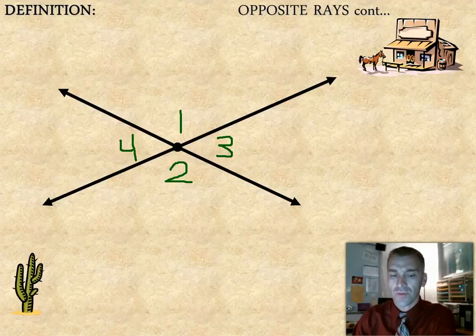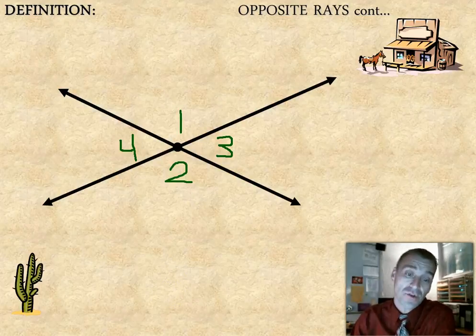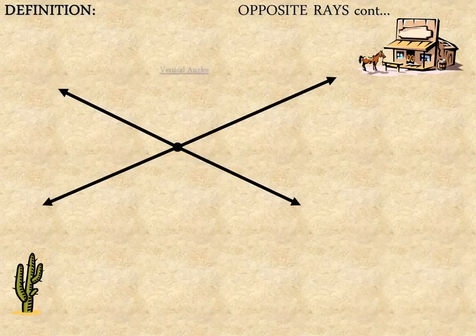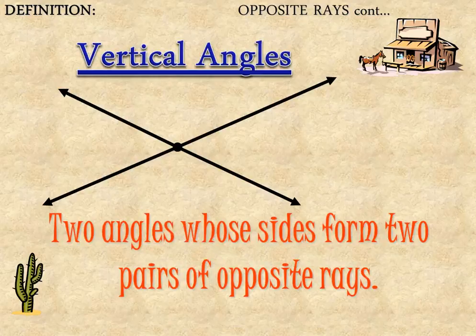Why am I showing you all this, though? Because this is actually showing you something very important called vertical angles. And here's your definition of what vertical angles are. They are 2 angles whose sides form 2 pairs of opposite rays.